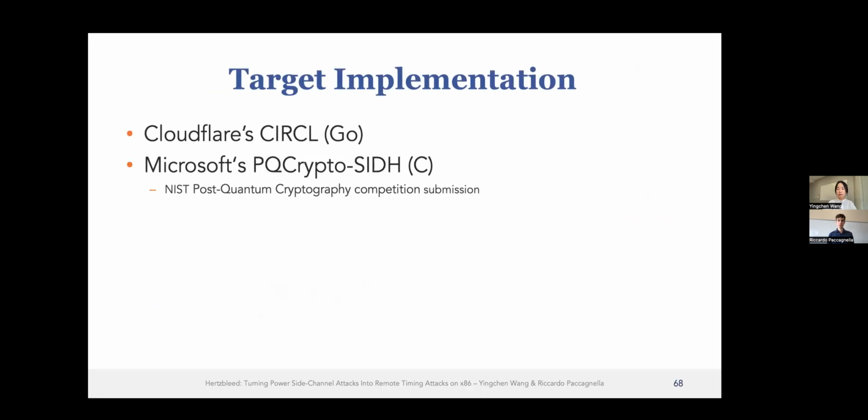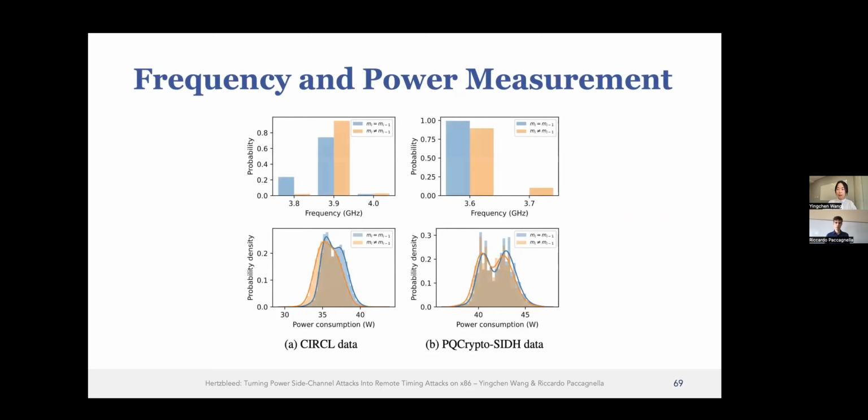We targeted two state-of-the-art implementations of SIKE. The first one is from Cloudflare CIRCL, written in Go. The second one is from Microsoft PQCrypto, written in C. The second one is also a NIST post-quantum crypto competition submission. We monitor the CPU power consumption as well as frequency. We confirm that when running decapsulations with m_i not equal to m_{i-1}, we can trigger the domino effects, and the CPU consumes less power and runs at higher frequency.